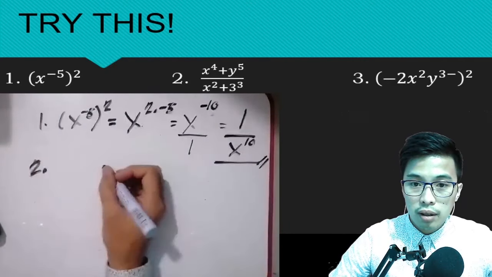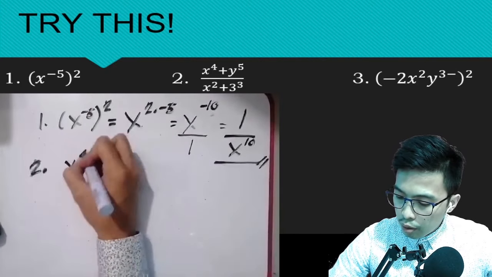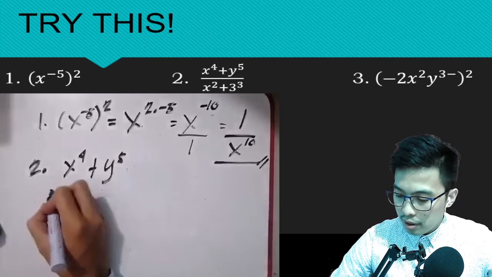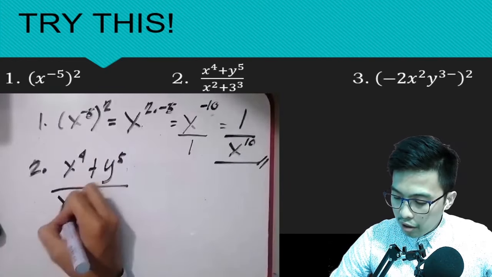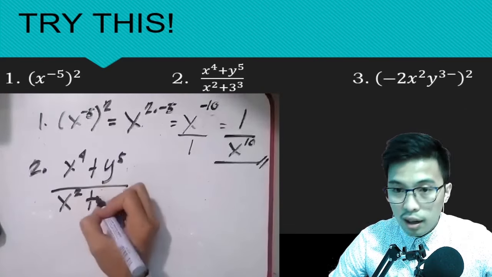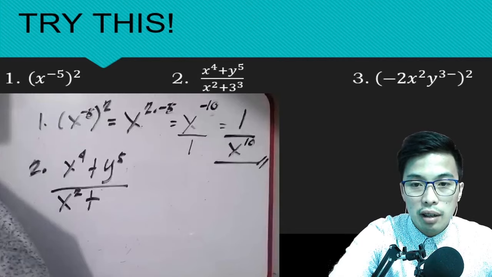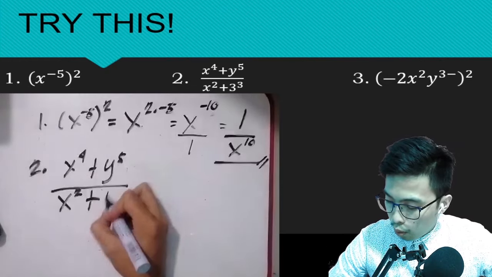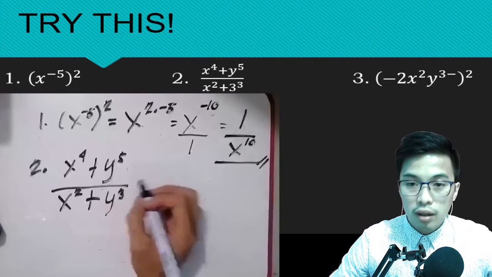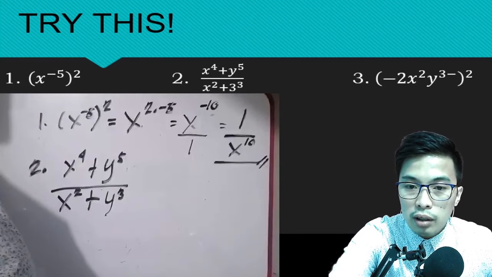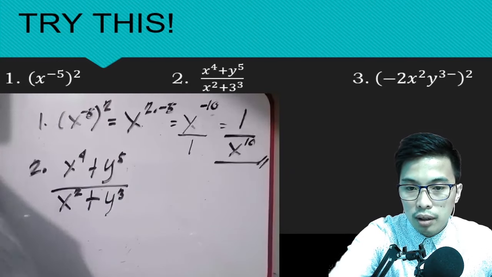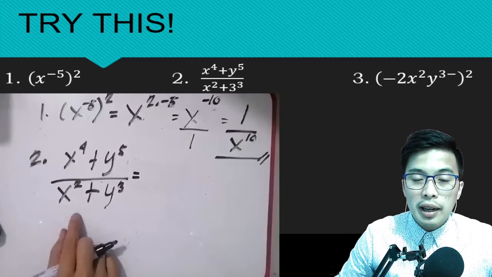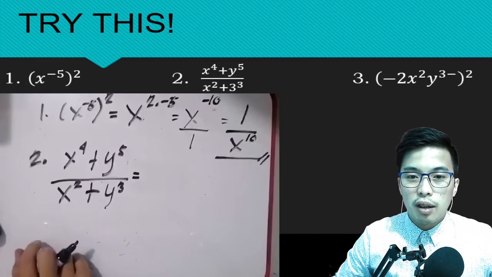Number 2 example is we have x raised to the power of 4 plus y raised to the power of 5, and then divided by x raised to the power of 2 plus, oops, mali yata yung nalagay ko dito. Okay, let's replace 3 by y raised to the power of. Palitan nyo yung 3 dito ng y type. Okay, so again, what law are we gonna apply here? Law number 2, which is the quotient.